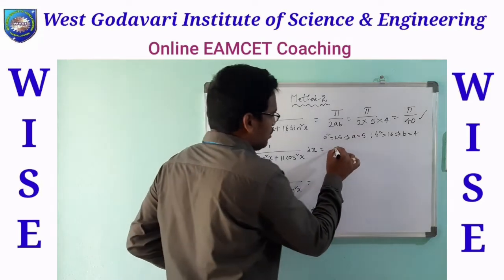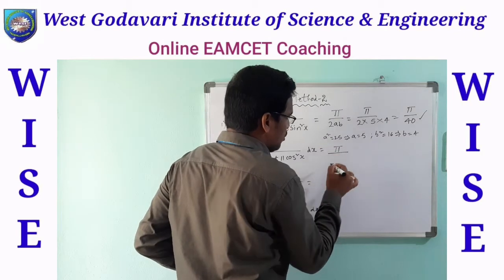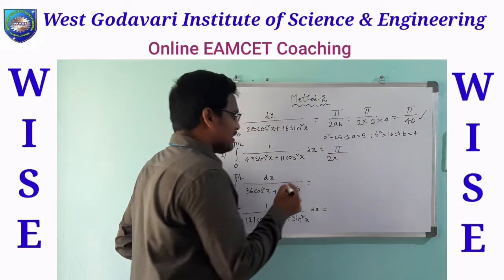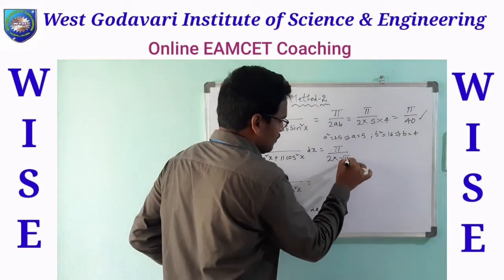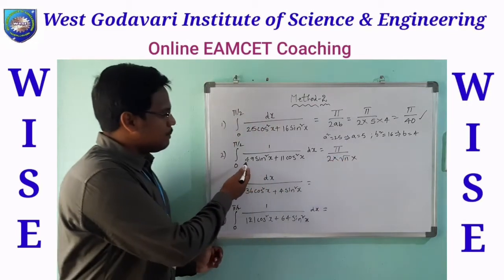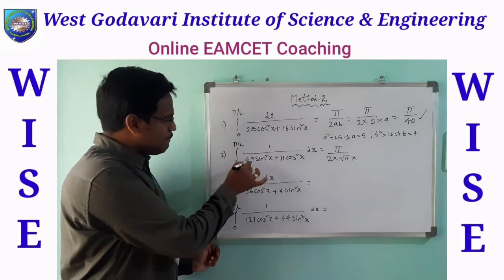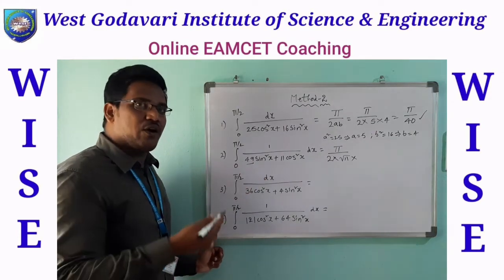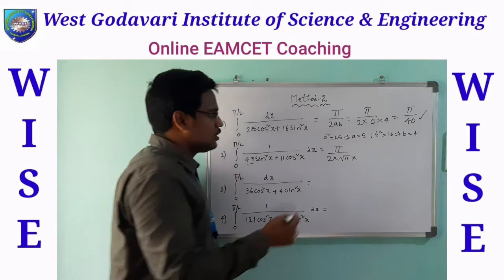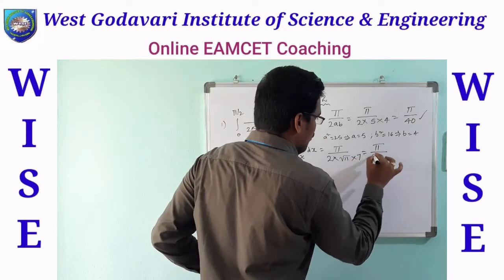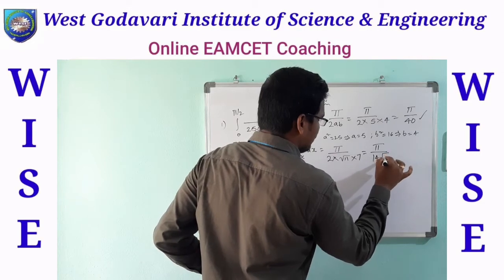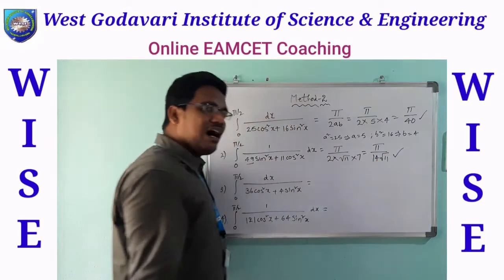So π/2ab, that is equal to π/2 into the value of a, which is √11, into the value of b. Here b² is 49, so b is the square root of 49, which is 7. So the value of b is 7. So that is equal to π/(14√11). This is our answer.